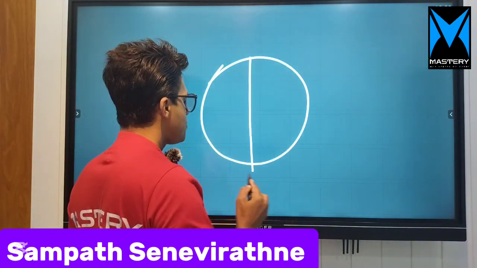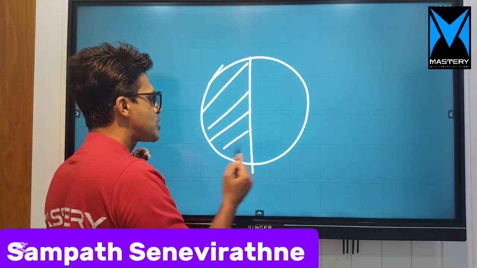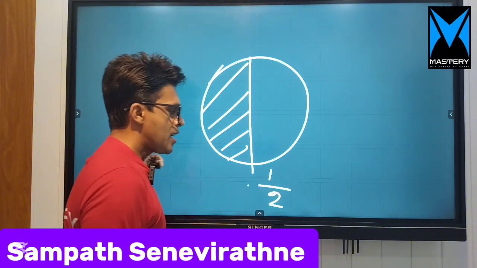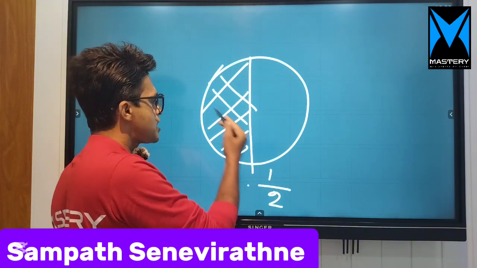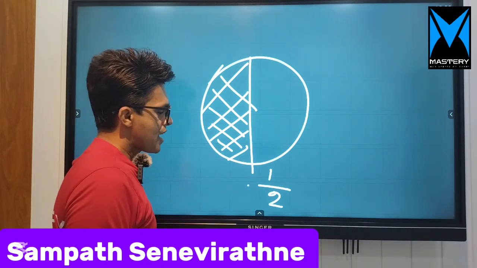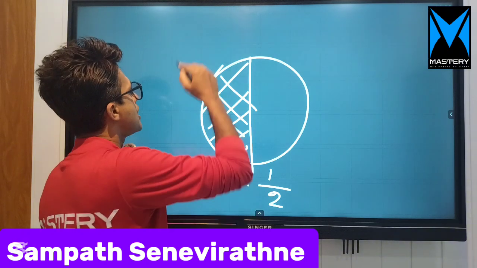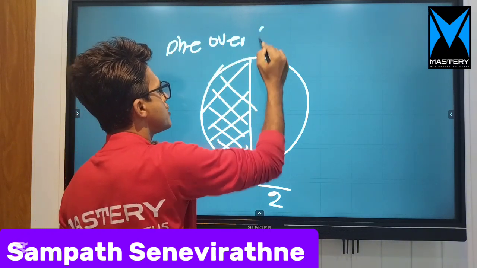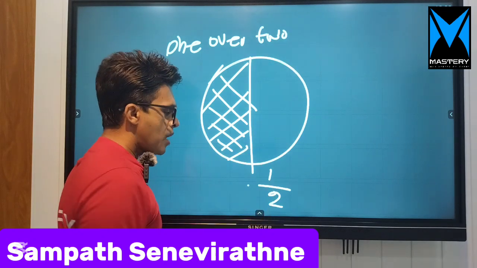Okay, I'm going to divide this circle into two parts. There are two parts here. Then I shaded one of them. You can see the shaded part here. This shaded part of the circle we identify as 1 over 2, which is read as 1 over 2, or half.